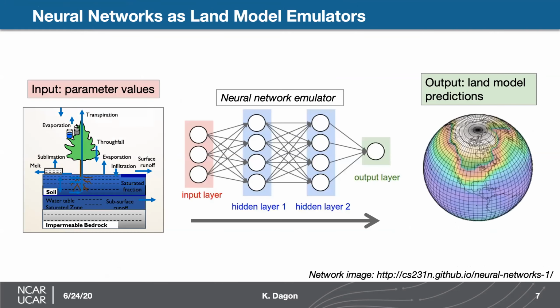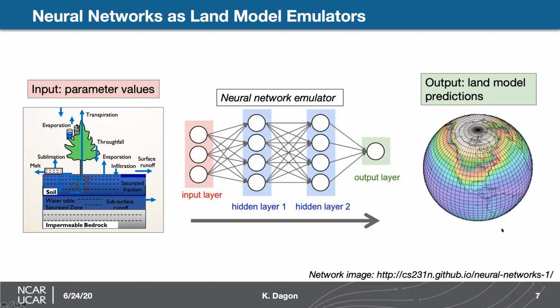Just to give an overview of how I'm going to be using machine learning for this work, it's really to build an emulator for the land surface model. I'm outlining here the flow of the input and output that I'll be using to train this emulator. The inputs are the parameter values that I talked about on the previous slides, those particular parameterizations that go into modeling the land surface processes. And then I'll be training a neural network based emulator to predict the output of the land model.